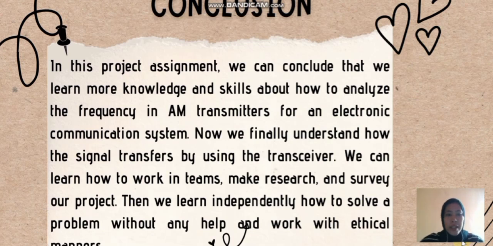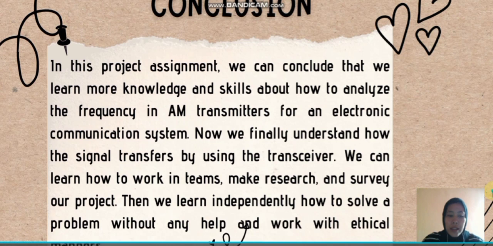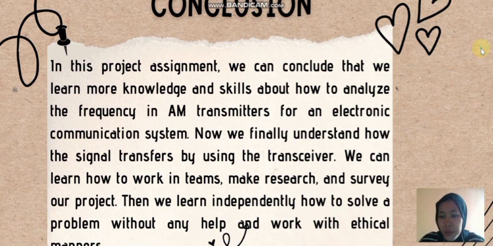For the conclusion, in this project assignment, we can conclude that we learned more knowledge and skills about how to analyze the frequency in FM transmitters for an electronic communication system. Now, we finally understand how the signal transfers by using the transceiver. We learned how to work in teams, make research, and survey our project. We learned independently how to solve problems without any help and work with ethical manners. That's all from me and our group. Thank you.